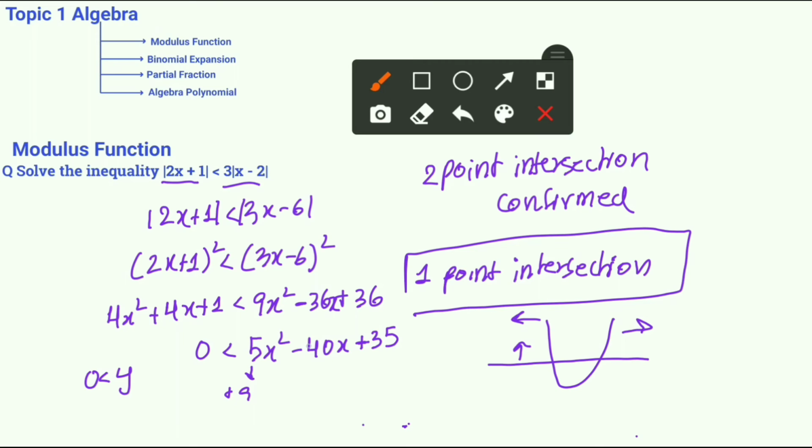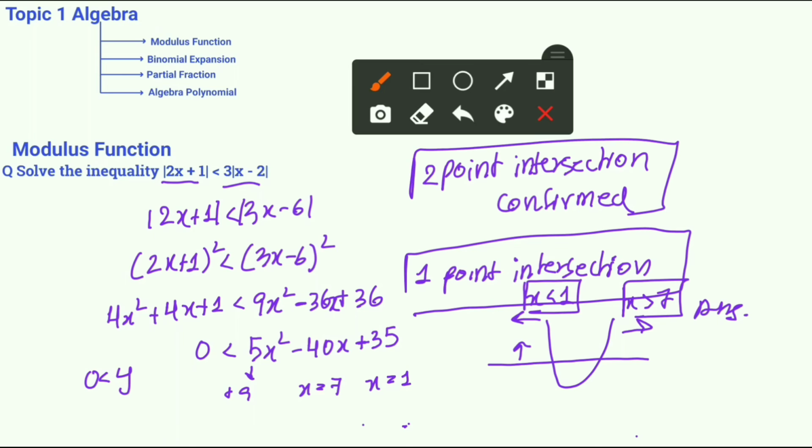So x is equals to 7, and x is equals to 1. So x is less than 1, and x is greater than 7. Okay, so we have these two values, and these two values are correct, since we know that whenever there's an intersection between two modulus, the 2-point intersection is totally confirmed.